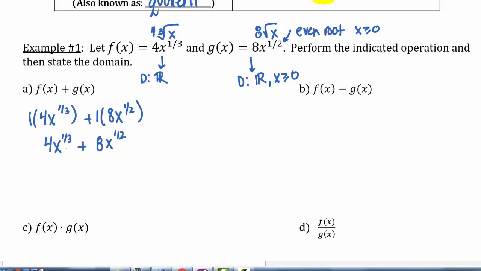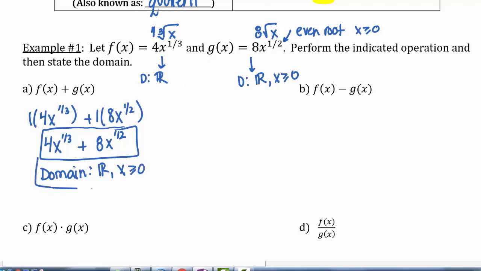Then you have to ask yourself, can I add those together? Are x to the 1/3 and x to the 1/2 like terms? They are not, because they don't have the same exponent. So I cannot put them together, and that's my final answer. Oops, I almost forgot the domain. I have to combine both of these: they both are all real numbers, and then I have to include that x has to be greater than or equal to 0.